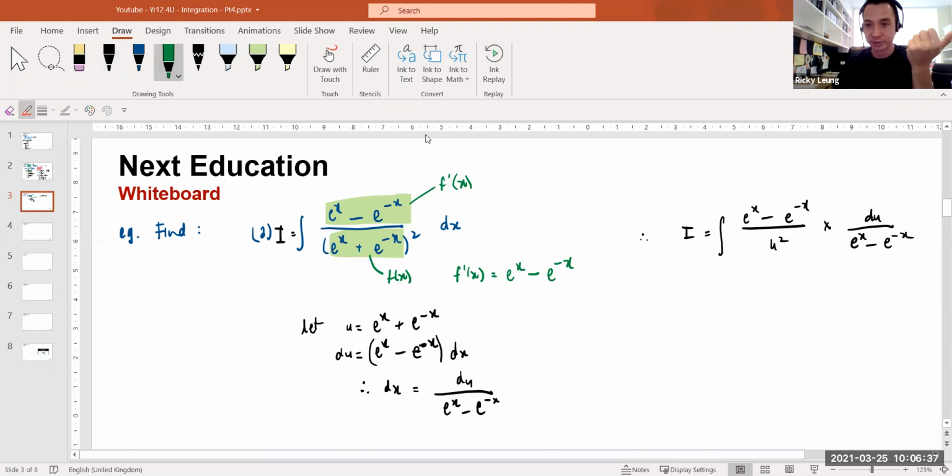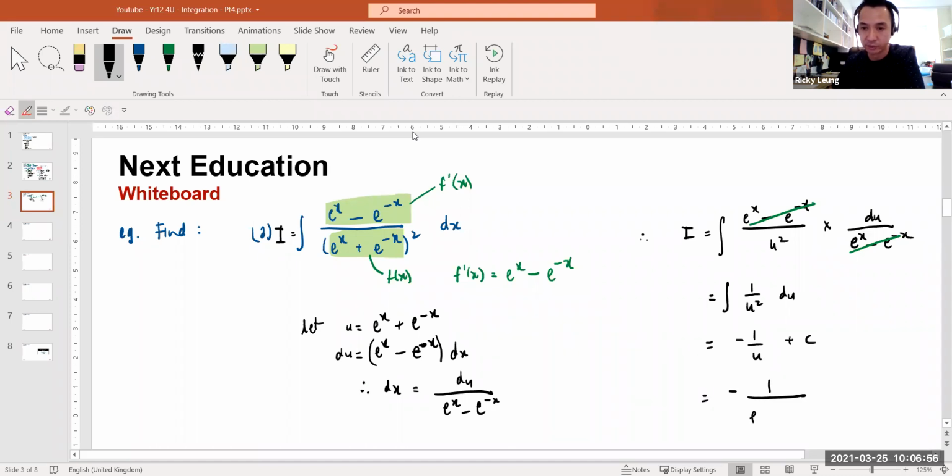So hopefully you guys are okay with the pace that I'm going at. It's just simple u sub. And then I get the integral of 1 on u squared, which is going to be -1 on u plus c. And then last but not least, sub in the value of u.